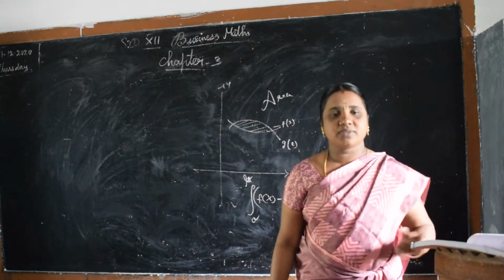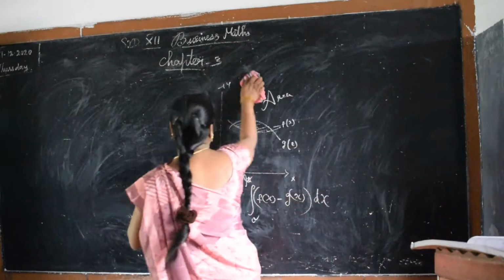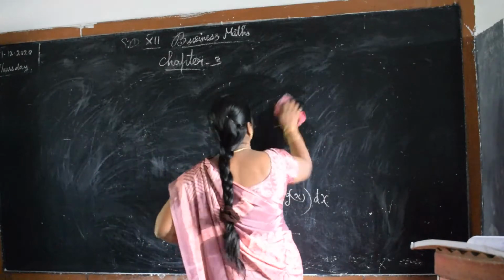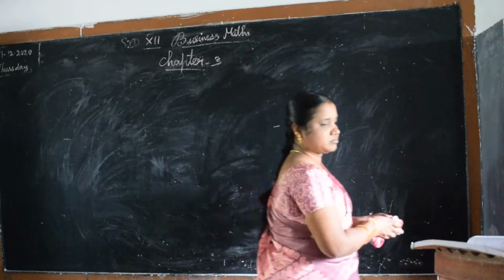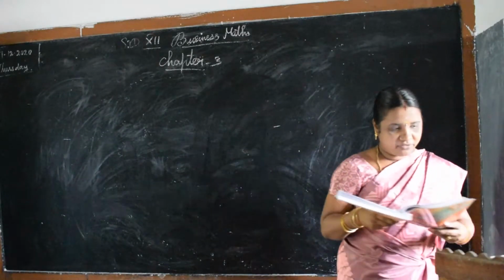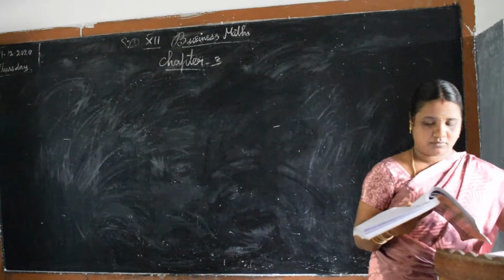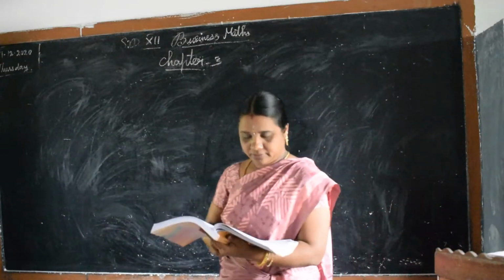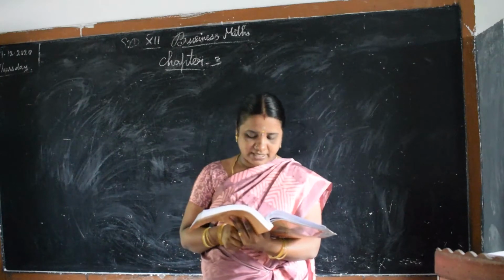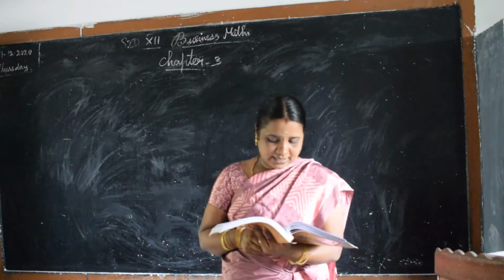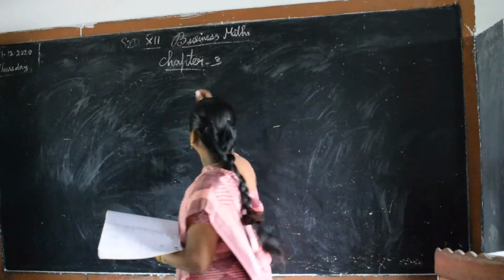See here, in page number 64, 7 problems are given. Now I am going to do them one by one. What is the first problem given? Using integration, find the area of the region bounded by the line 2y plus x is equal to 8, the x-axis and the lines x is equal to 2, x is equal to 4.